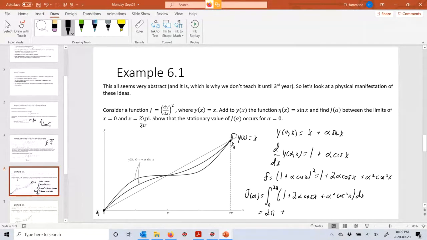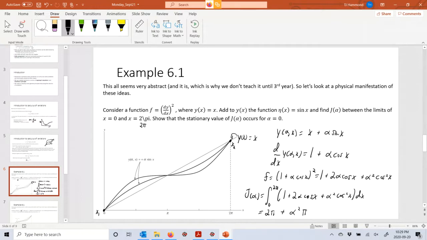And the integral of cosine x is going to be sine x, but sine x at 0 is 0, and sine x at 2 pi is again 0. So then we get alpha squared, and then we get cosine squared. The integral of cosine squared x just gives us pi.